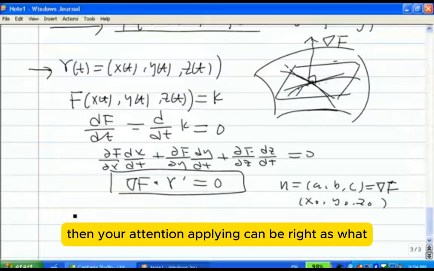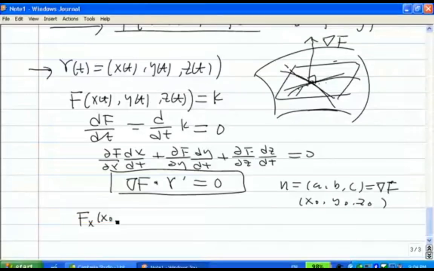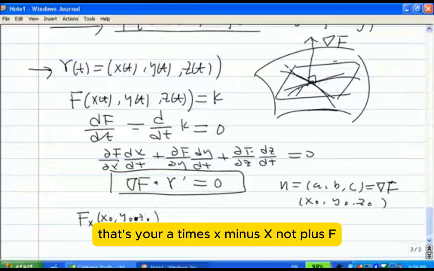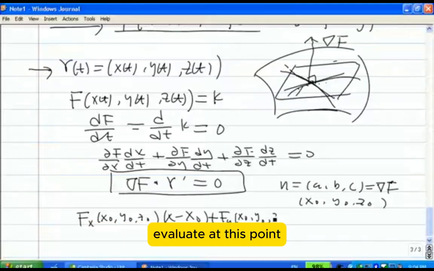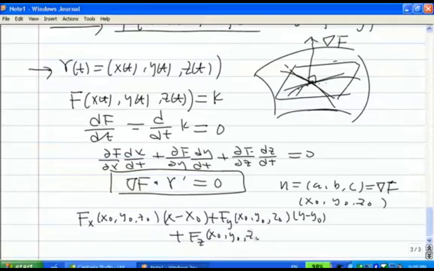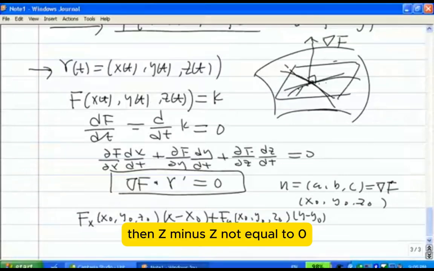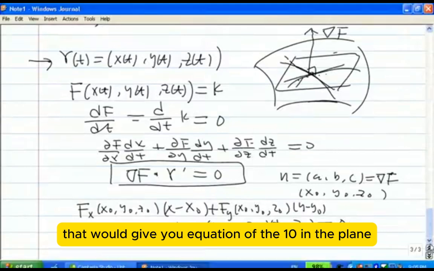We also need to know a point on the plane, say (x0, y0, z0). Then your tangent plane can be written as what? A is partial f with respect to x at this point, so that's A times (x minus x0), plus the partial derivative with respect to y evaluated at this point times (y minus y0), plus partial f with respect to z evaluated at this point times (z minus z0), equal to 0. That would give you the equation of the tangent plane.